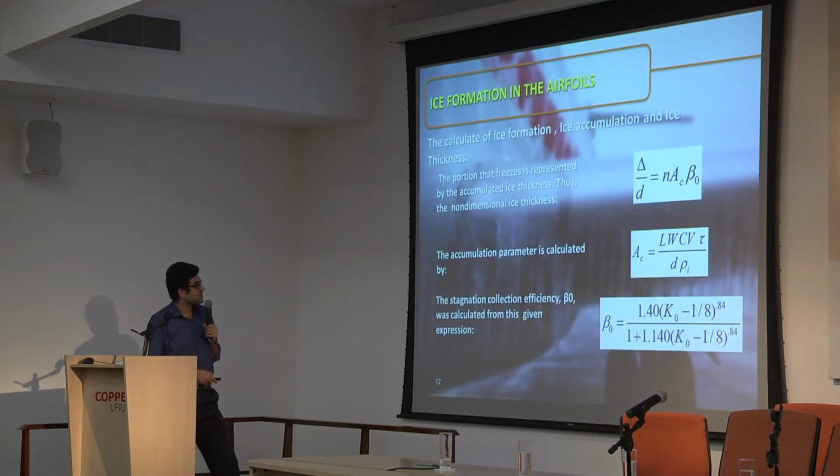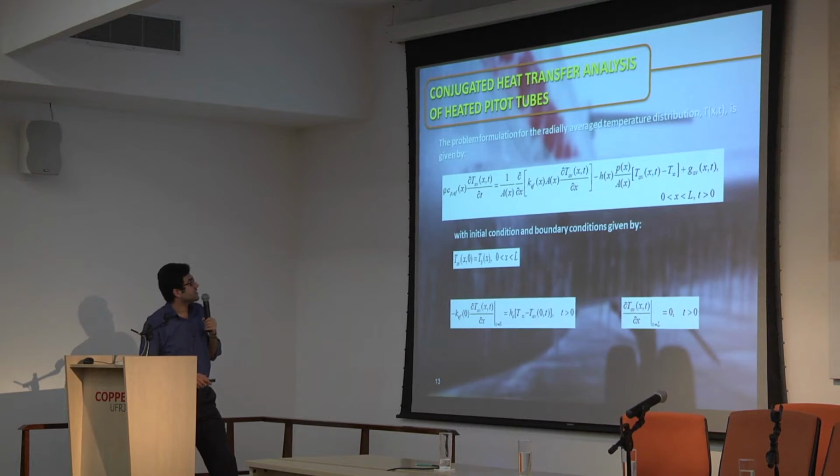solid, liquid, and ice accretion. In this part we have some equations about the ice thickness and the relation of beta, the accumulation and acceleration parameters, and beta at the stagnation point. And this is the problem formulation for the radially averaged temperature distribution, as a function of time and x. And this equation is the first equation we made to solve for the heat transfer coefficient, but without any ice formation.